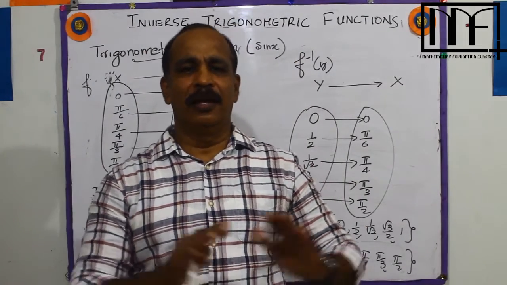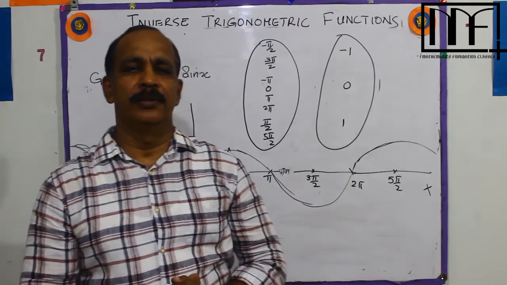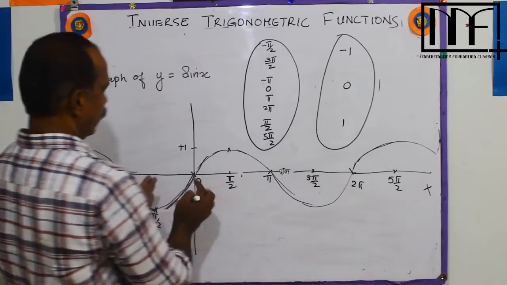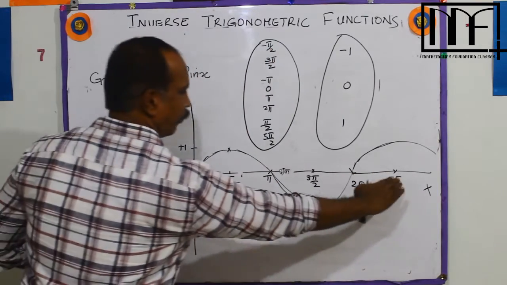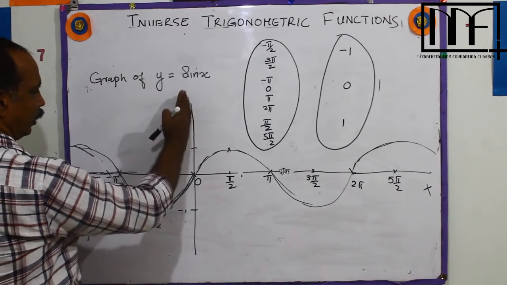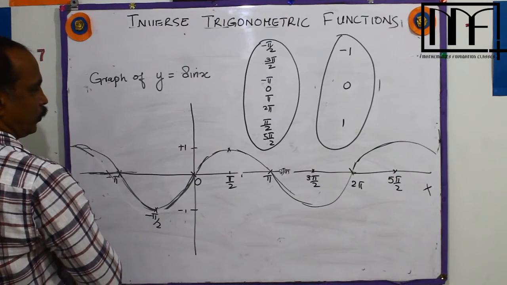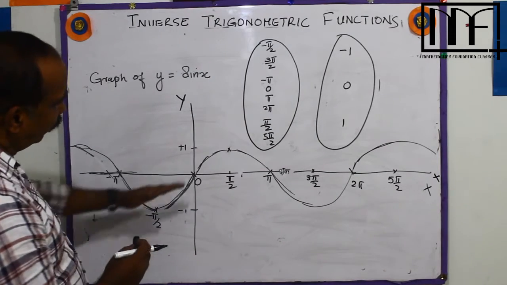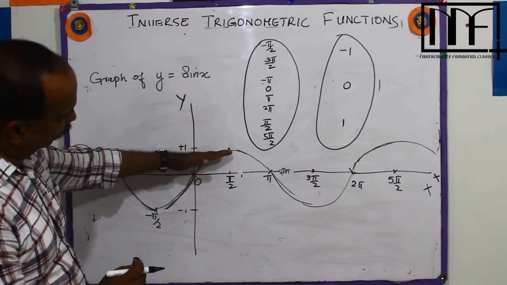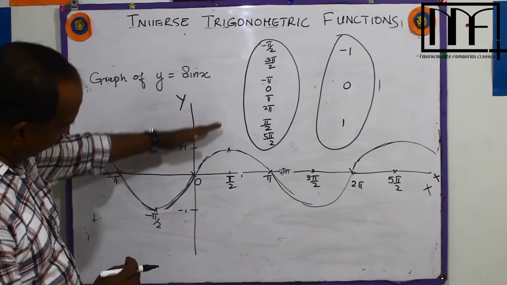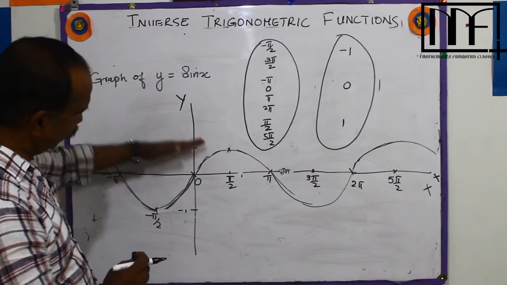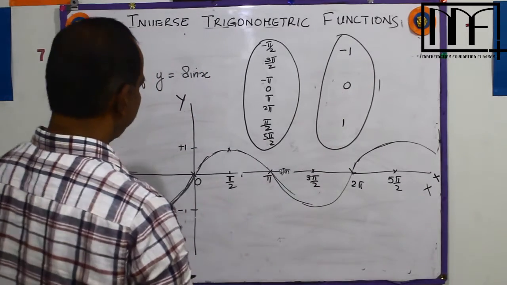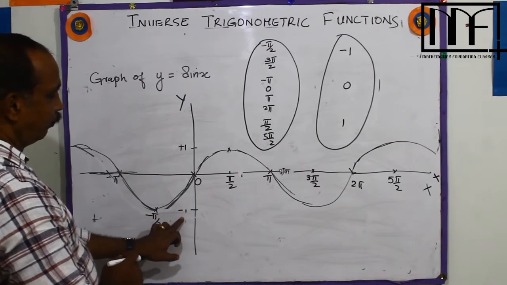Now let us see the graph of the sine function. Look at the graph of y equal to sine x. In the x-axis we have taken the angles in radians, and in the y-axis we have taken the values. So this is the y-axis and this is the x-axis. Look at the graph here. The graph never goes above positive 1, and its minimum is negative 1. So the graph is moving between positive 1 and negative 1. The maximum value of the sine function is positive 1 and the minimum value is negative 1.